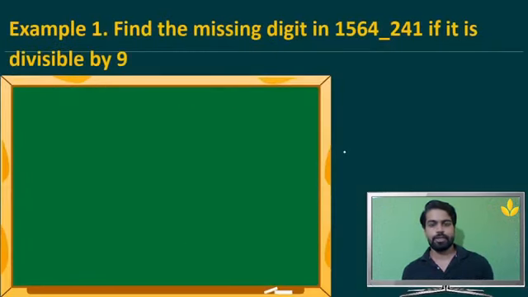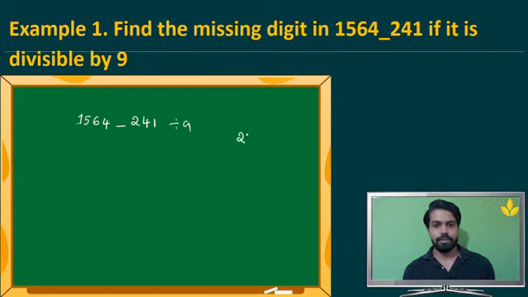So now let us go to the examples. Find the missing digit in 1, 5, 6, 4. One digit is missing, if it is divisible by 9. What is the rule for 9? We need to add all the digits and check the digital sum. 1 plus 5, 6, plus 6, 12, 12 plus 4, 16, 16 plus 2, 18, 18 plus 5 is 23. But this is not a multiple of 9.